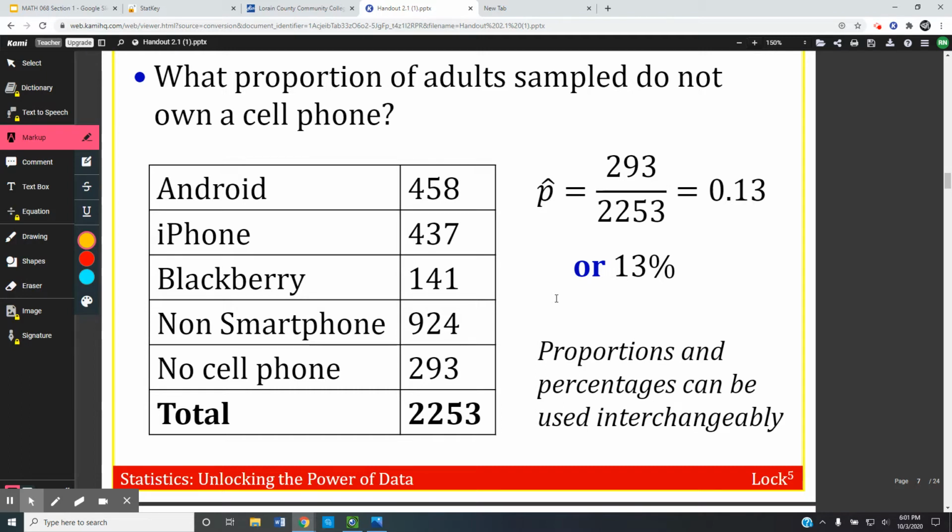Proportions and percentages can be used interchangeably. The majority of the time, we will use the decimal value. So we want to stick to decimals rather than percents, but we'll use the percents in order to explain things.